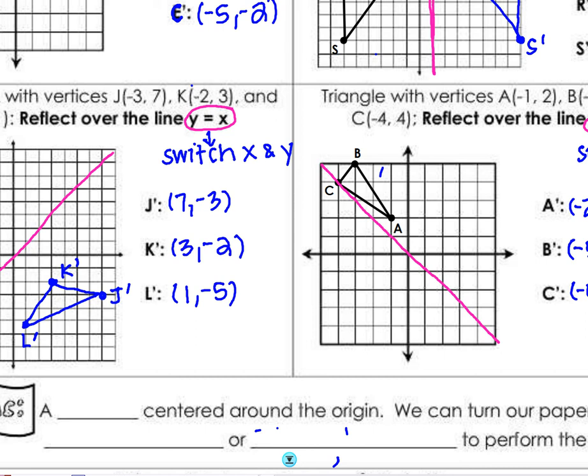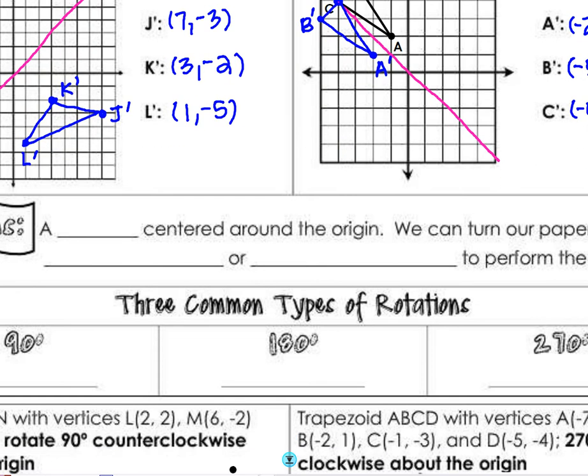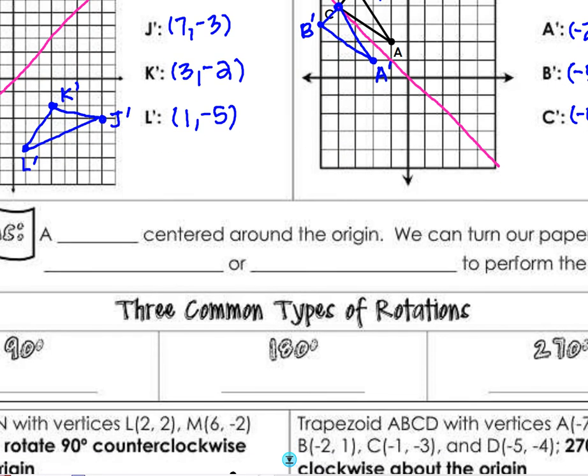All right, go ahead and plot it. Okay, and there we go. That's all plotted. So rotation is a turn. So rotation means to turn. A turn centered around the origin. We can turn our paper clockwise, like a clock, or counterclockwise.